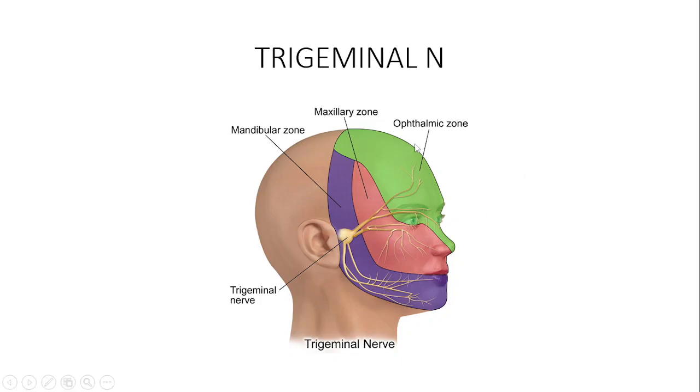If you look at the green area, that is the area where the ophthalmic branch supplies. Okay, so let's talk about the frontal nerve, which is a branch of the ophthalmic division. The frontal nerve, where does it supply? It supplies the forehead, supplies the scalp. It also supplies the frontal sinus, and also the ethmoidal sinus.